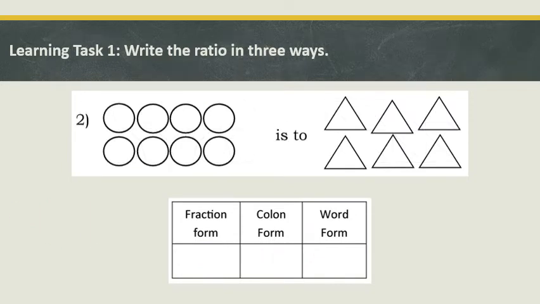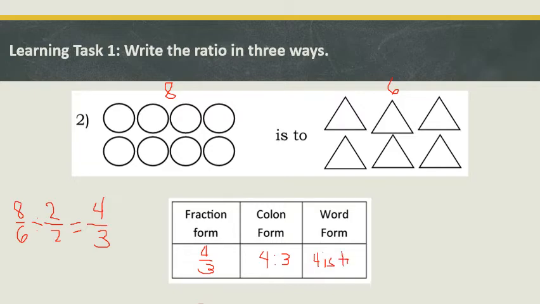So, number 2, circle to triangle. So, ilan ang circle natin? So, we have 8. Ilan ang triangle natin? We have 6. So, alam na natin na siya ay 8:6. Ngayon, tingnan natin kung siya ay may lowest term. So, pwede uli siyang i-divide sa 2. 8 divided by 2 is 4. 6 divided by 2 is 3. So, yun na po ang ating fraction form. Sa colon form, lalagyan natin siya ng colon. And sa word form, susulat lang natin 4 is to 3.